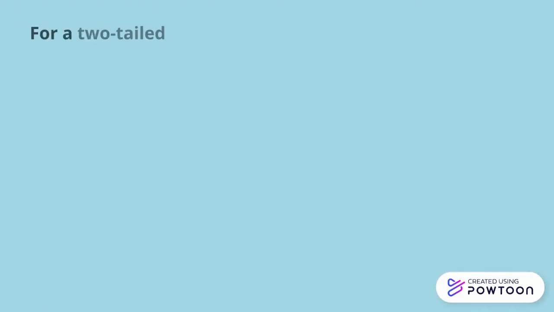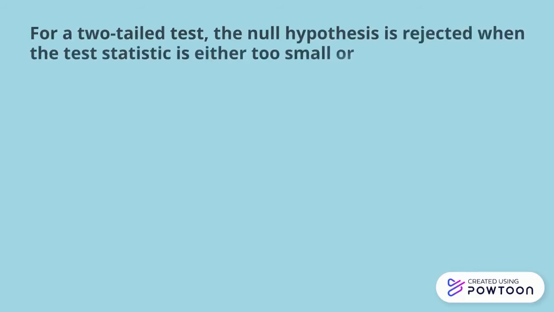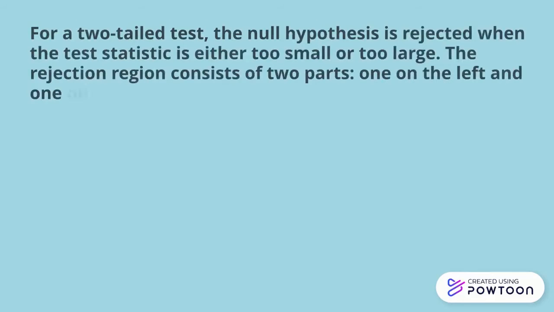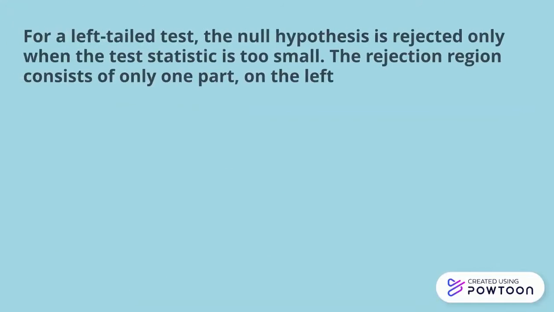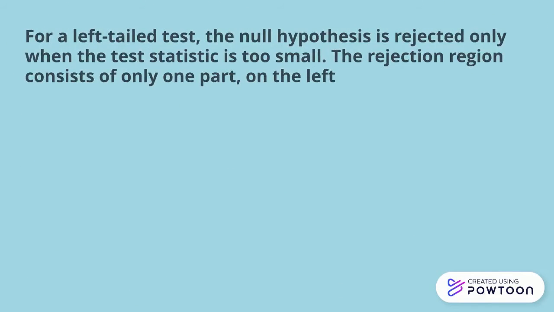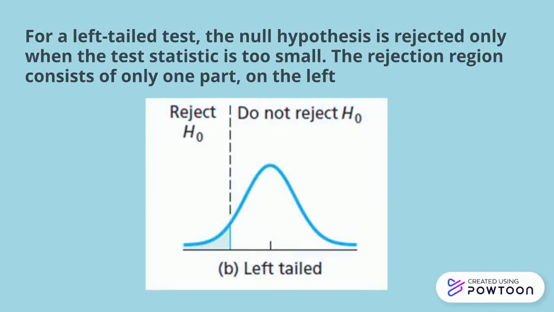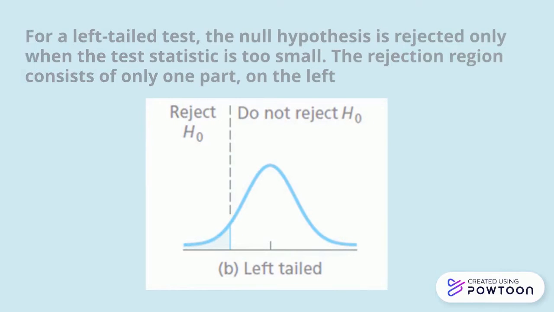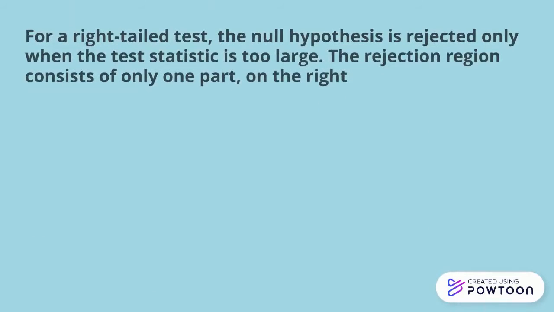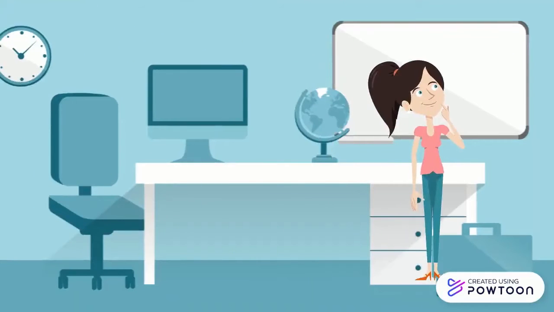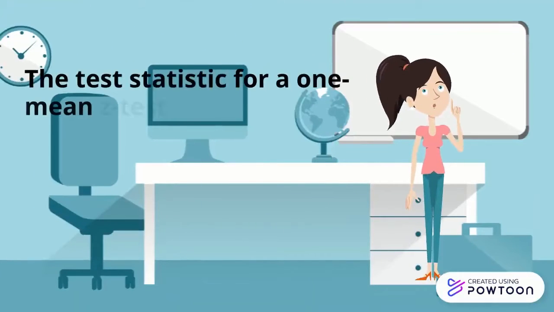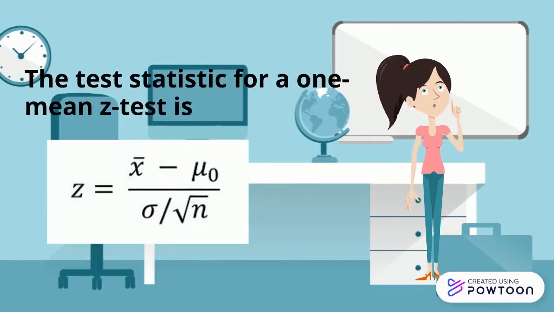This is the example when the sign in the alternative hypothesis is not equal, so the rejection region is at both sides. When the sign in the alternative hypothesis is smaller than, the rejection region is at the left tail. If the sign in the alternative hypothesis is bigger than, then the rejection region is at the right tail. This is the formula to find the test statistic for a one-mean Z test.